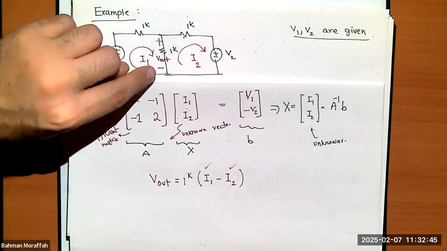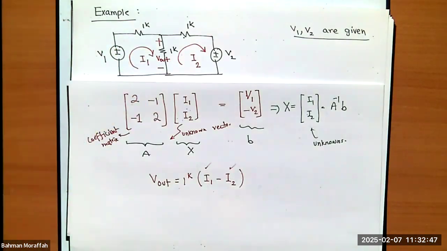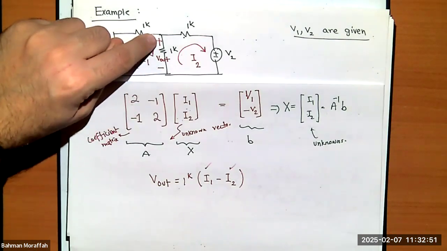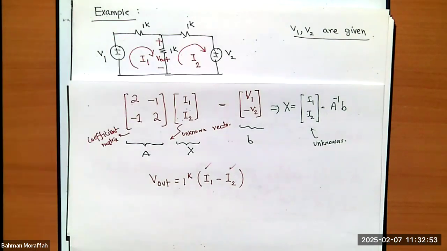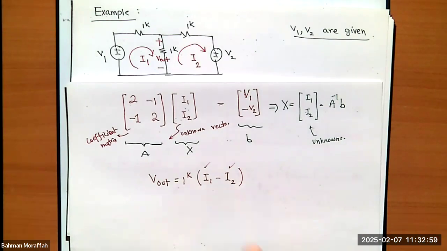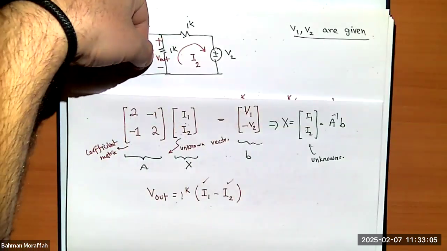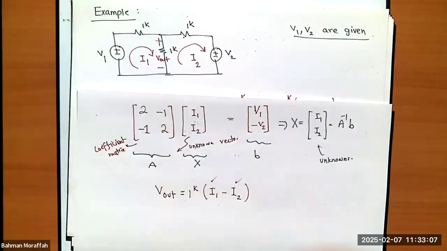What if I told you Vout had the opposite polarity? Down here was positive, over here was negative. The current would be the negative of this, right? It would be I2 minus I1. Because I2 is going upward, I1 is opposing that, but the whole current should go upward. Right?